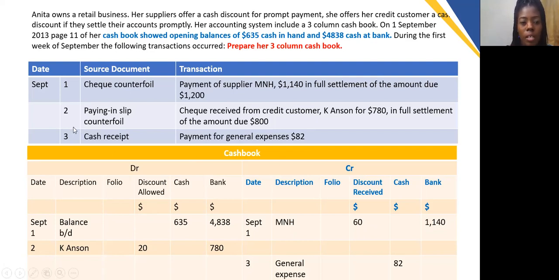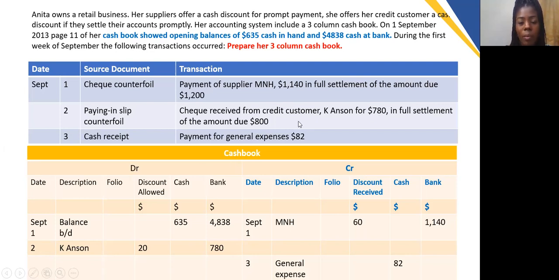All right. So let's look at transaction number two. We have a pay in slip counterfoil, check received from a credit customer. So anytime you see this counterfoil thing, that has to do with bank. Anytime you see check, that's bank again. Check received from credit customer, K. Anderson, for 780 in full settlement of the amount due.